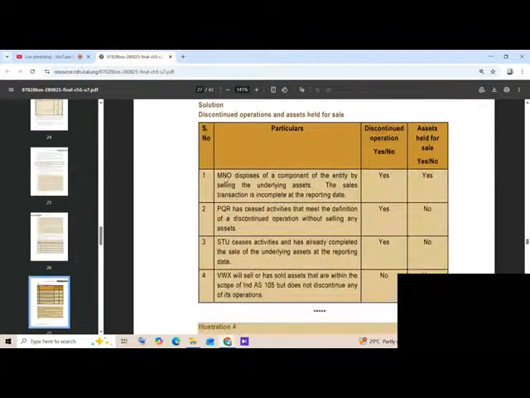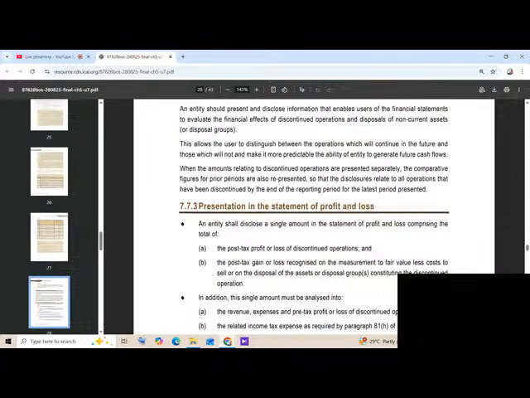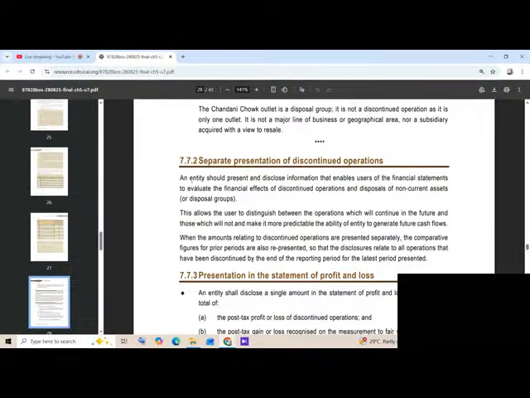Illustration 3. Okay, illustration 3. Before doing that, we'll complete the study material.